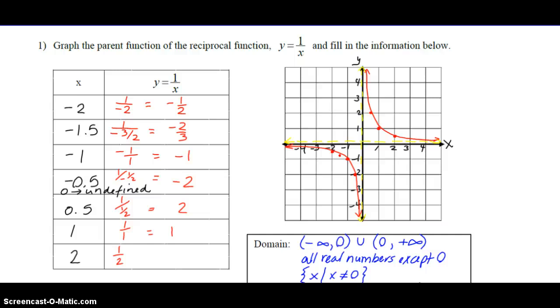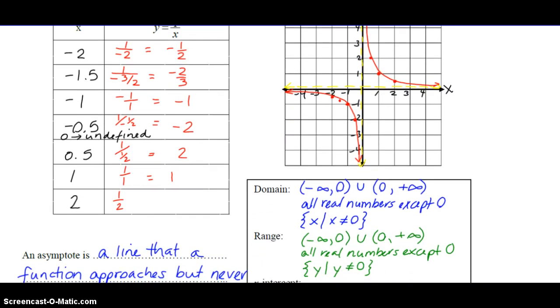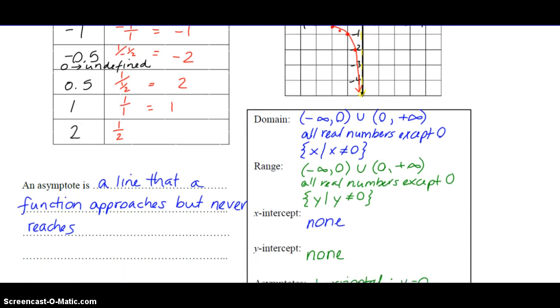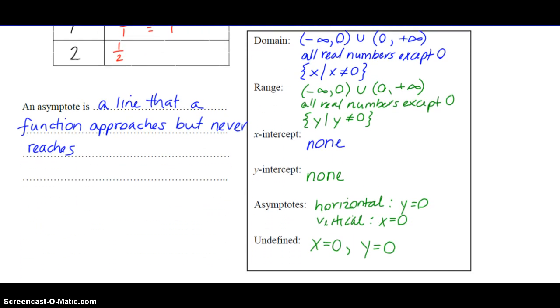If you need to, pause the video now so that you can finish filling in the XY table and graphing the function. Once you're through with that, turn the video back on so you can fill out the information in the domain, range, x-intercept, y-intercept, asymptotes, and undefined values. So pause the video now.